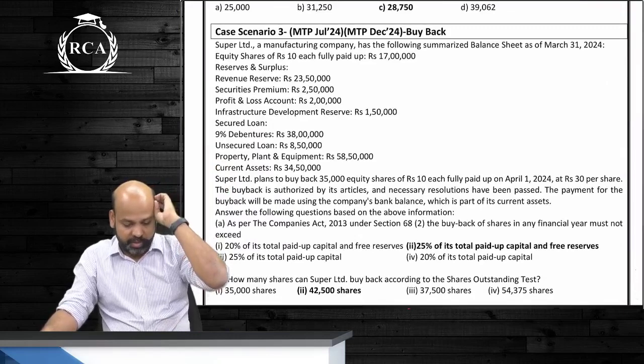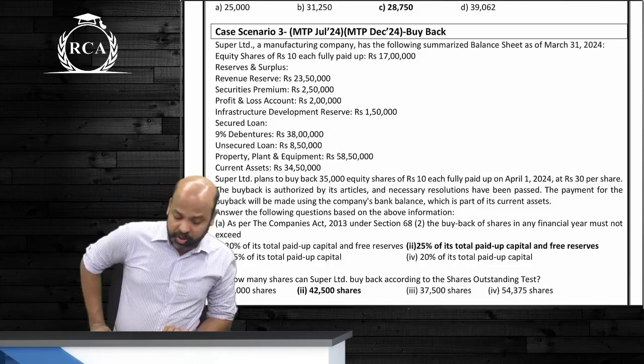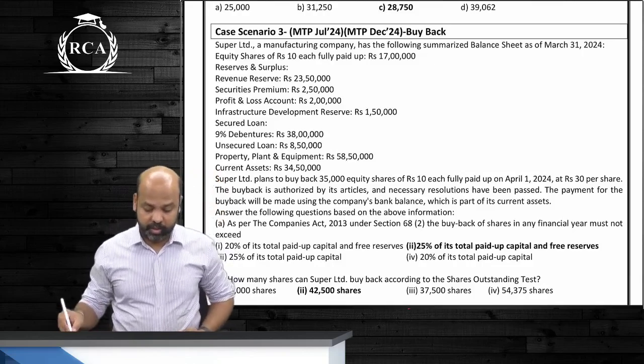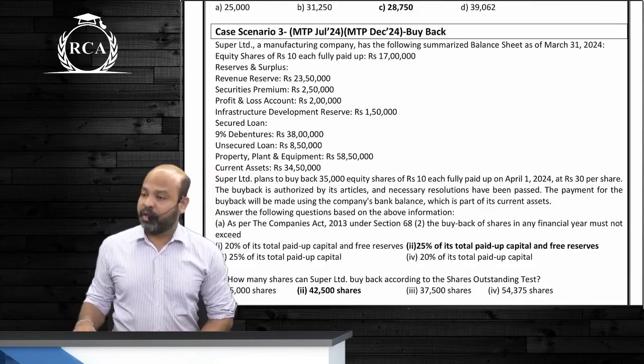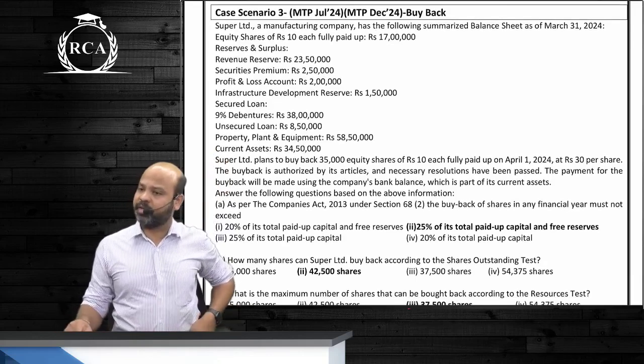Super is a manufacturing company. It has the following summarized balance sheet. Equity share capital beta is 17 lakhs. Reserves and surplus: we have revenue reserve, securities premium, P&L account. What are the journal entries, guys, for equity share buyback?